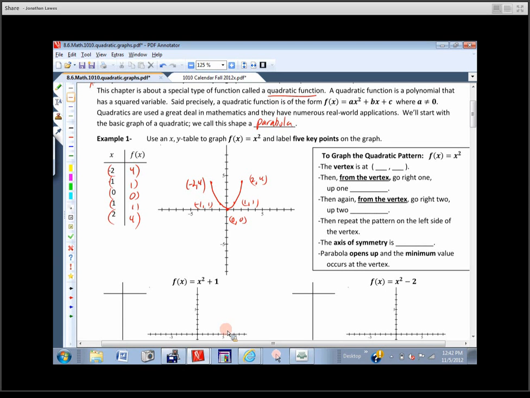Is that right? No. Because I could go over to 3, and then if I plugged in a 3, I'd get a 9. So we'd want to extend this in both directions. It continues going up and out. This is the parent shape. This is our parent graph. This is the fundamental shape of a quadratic. This is a parabola. This is our basic parent parabola. Any questions?